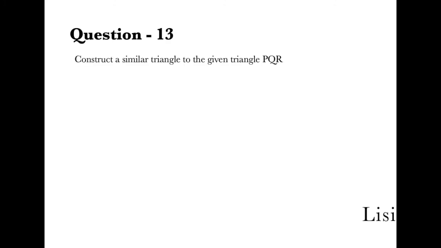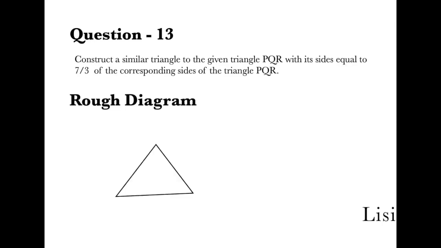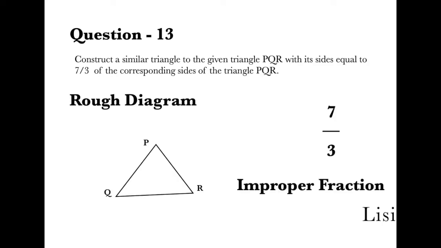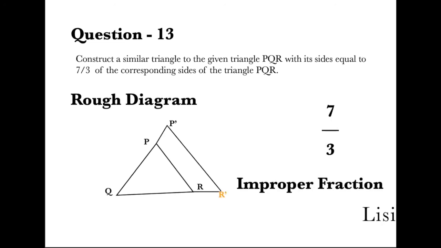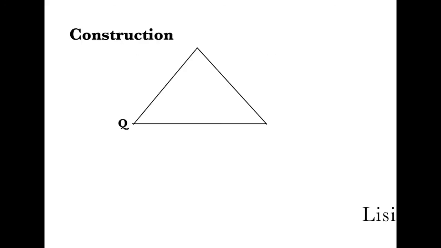Construct a triangle similar to the given triangle PQR with its sides equal to 7 by 3. Draw the rough diagram. Then name it as PQR. And 7 by 3, it is an improper fraction. So your P dash, R dash will come outside. Okay, so you extend and join it off. Now construct the triangle PQR.